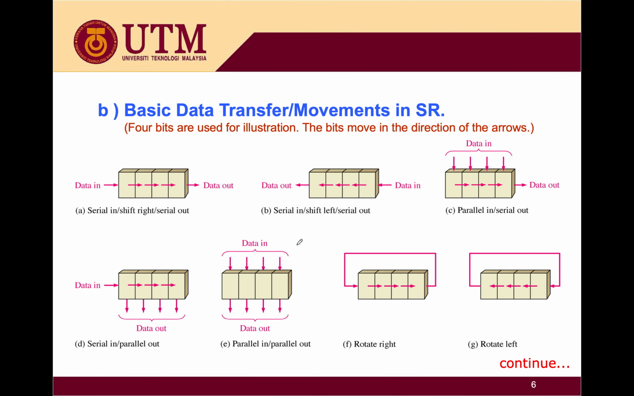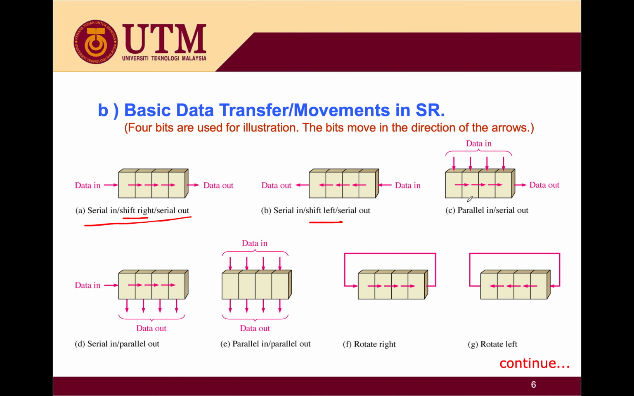So the basic data transfer and movement in SR. 4 bits are used for illustration. The bits move in the direction of the arrow. Over here are the ones I mentioned, SIPO, SISO and so on. So serial in, shift right, serial out. This one is under shift right. You can also have shift left over here. It is similar, with shift in and also shift out. Only the direction differs, vice versa.